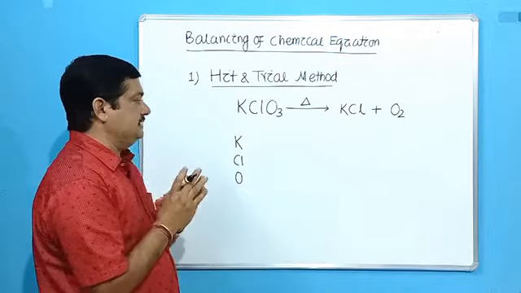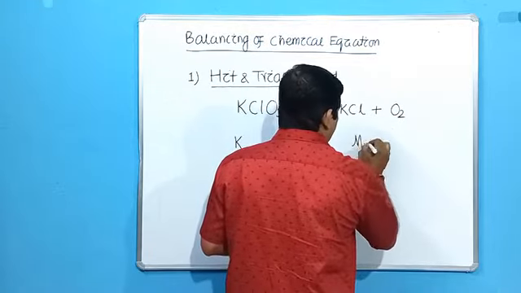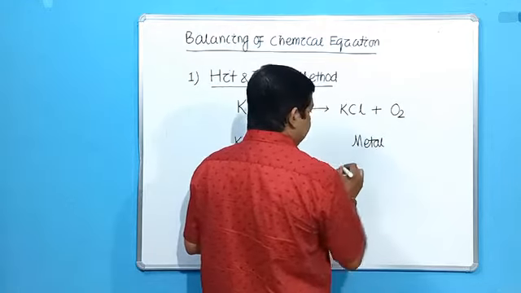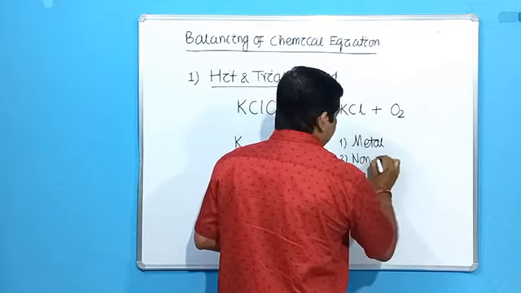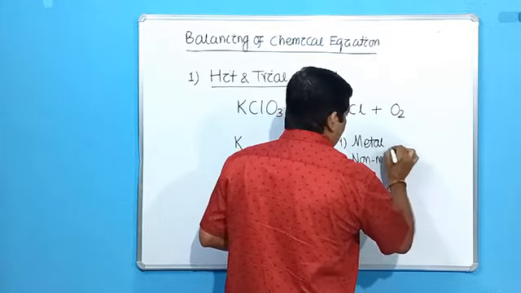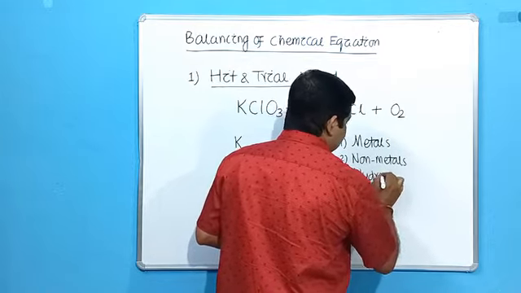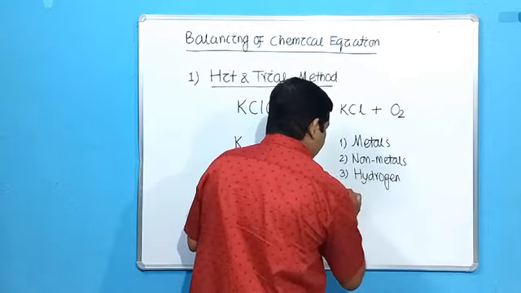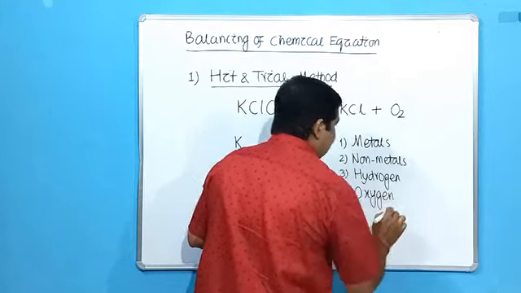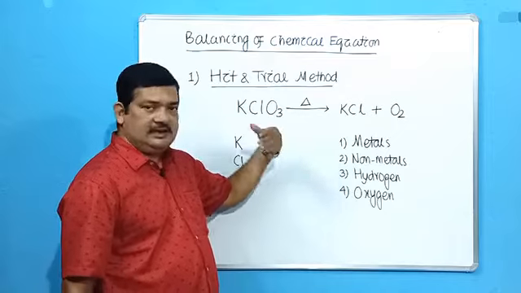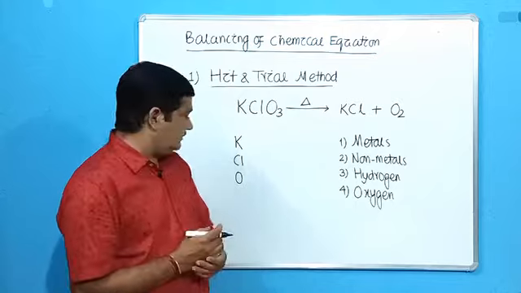So generally we need to follow a process. We need to go by step. Now the procedure or the sequence which is followed: first we have to balance the metals. That is number 1. Then we will go for the non-metals. Then we will go for hydrogen. Then at last we will come to oxygen. So normally this is the sequence to be followed in hit and trial method. First we will balance the metals, then non-metals, then hydrogen, and at last we will go for balancing the oxygen atoms.